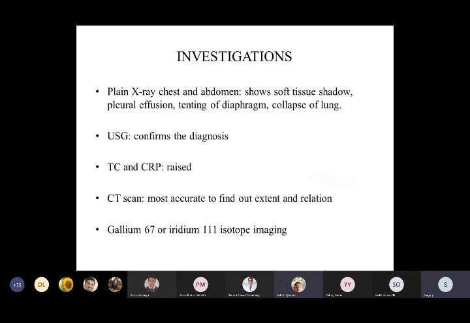Investigations in intra-abdominal abscess: the first one is the plain X-ray of chest and abdomen to show soft tissue shadow, pleural effusion, tenting of the diaphragm, and collapse of the lungs. USG confirms the diagnosis, but CT scan is the most accurate to find out the extent and relations. Total count and CRP are obviously raised, and there is gallium 67 or indium 111 isotope imaging, which I haven't seen in my lifetime.